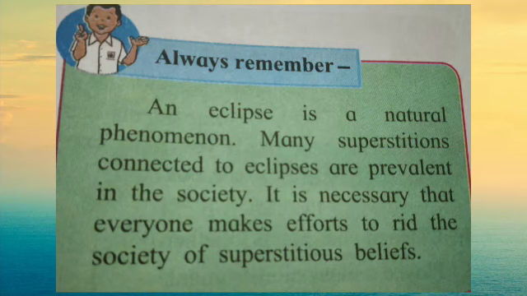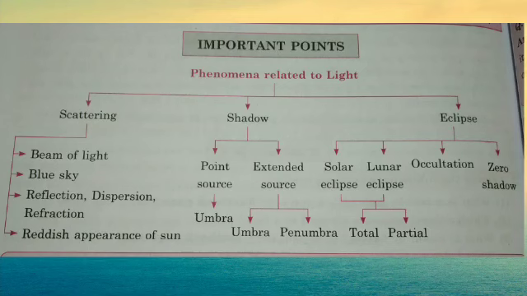So students, in this way we have completed the lesson. In this lesson number 17, Effects of Light, we are having two videos, part 1 and part 2. In part 2 we have learned about eclipses, lunar eclipse, solar eclipse, zero shadow day, and about the occultation. Now you have to read the lesson carefully, write down all the important points and draw the diagrams properly and solve the exercise given on page number 117. You have to complete it properly in your classwork.